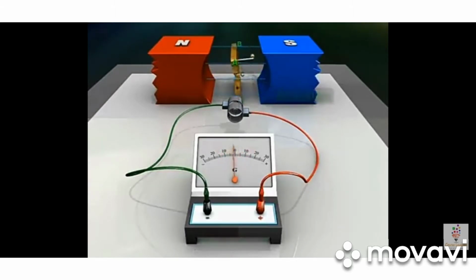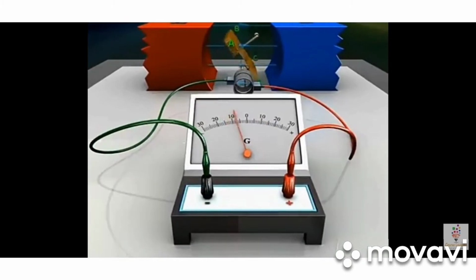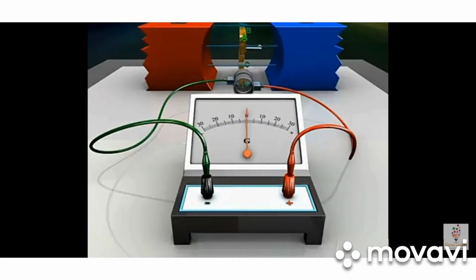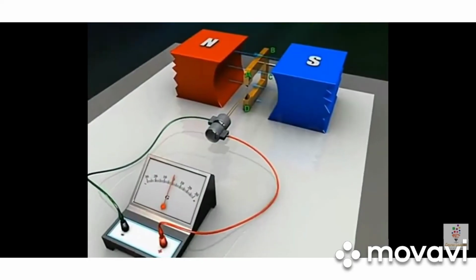According to Fleming's right hand rule, the current flows in the direction ABCD or DCBA. Therefore, every half rotation, the polarity of the induced EMF, and thereby the induced current across the load resistance, changes. Therefore, in the external circuit, we get alternating current from this electric generator.